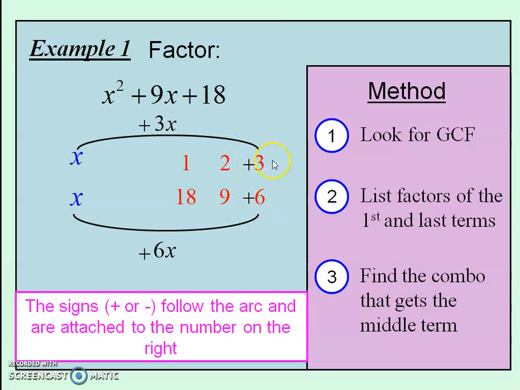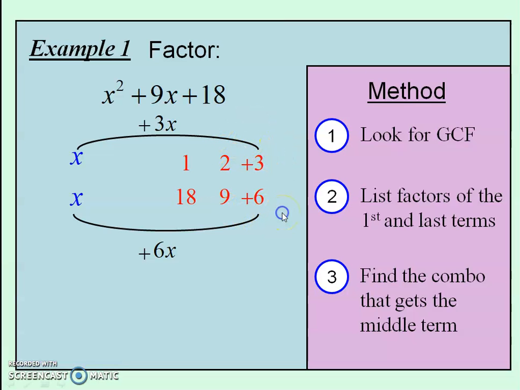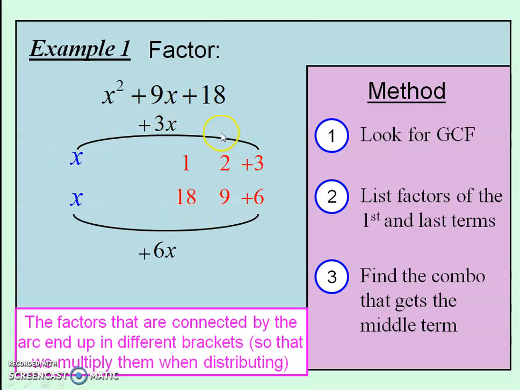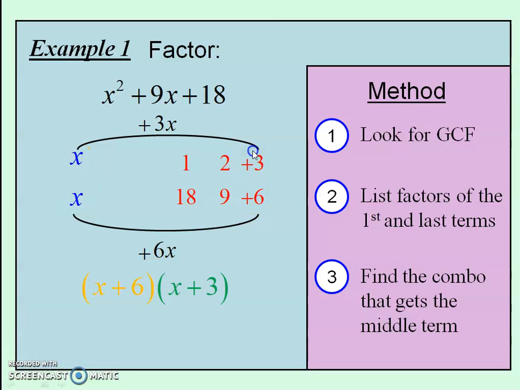These are going to be numbers in my factor brackets, and here's how I put them together. The numbers that are connected by this line, they have to end up in opposite brackets. So the fact that these are connected actually means that the x and the 6 end up in the same bracket. And the fact that these are connected means that this x and this 3 end up in the same bracket. Why is that? Well, it comes from the fact that as a check, I would distribute these.